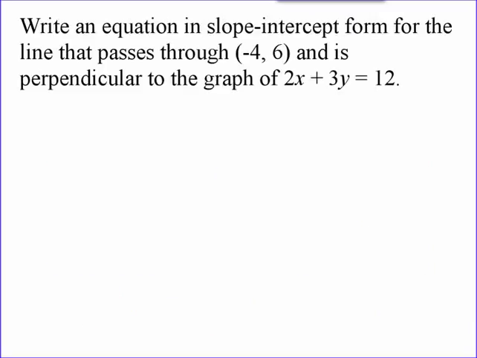Alrighty, we're going to look at one of these, and then I'm going to call it good for today. We're going to continue with this tomorrow because it's a lot of information to digest. First of all, it says write an equation in slope-intercept form for the line that passes through (-4, 6) and is perpendicular to the graph of 2x + 3y = 12. So what would I need to find here first? The slope. Okay, so this is where I'm picking up tomorrow.